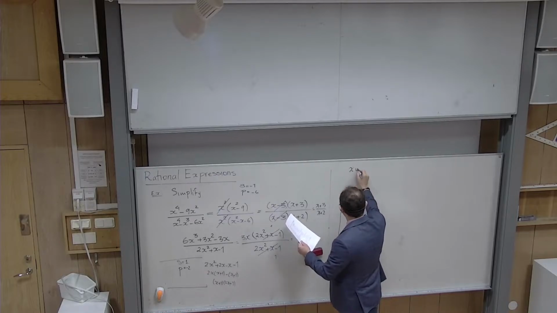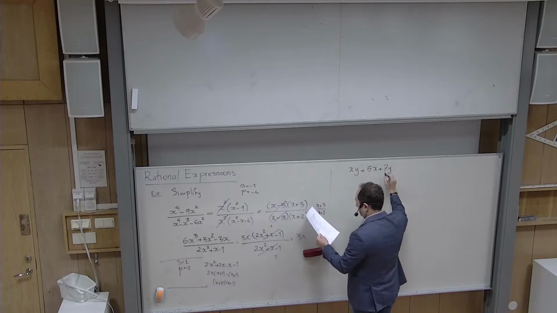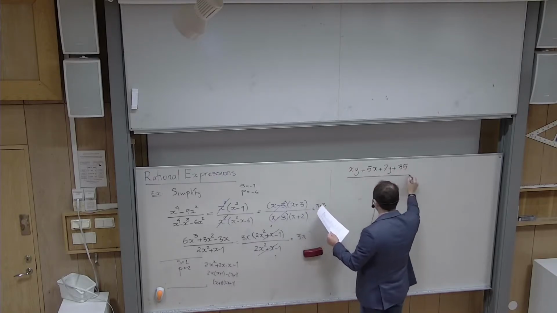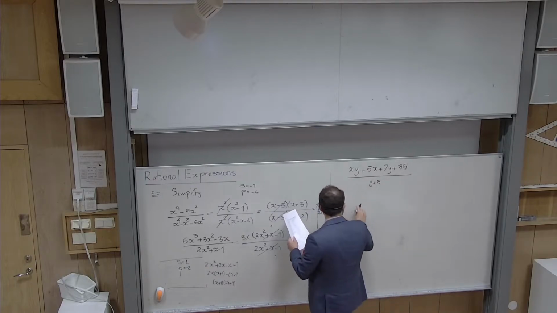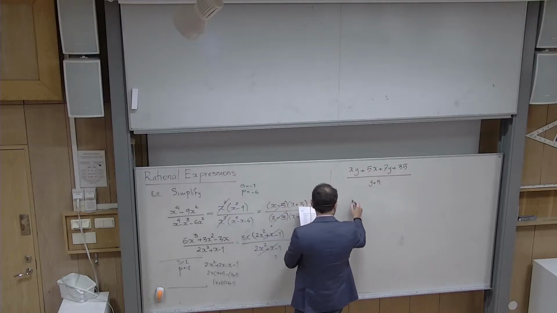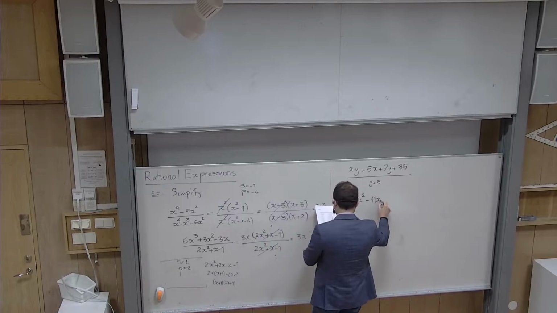One, xy plus 5x plus 7y plus 35. This is a polynomial in two variables. And then divided by y plus 5. So you just start immediately doing that. And then I would write one more here for you. So 2x squared minus 11x plus 5. And then I have 6x squared plus 5x minus 2.